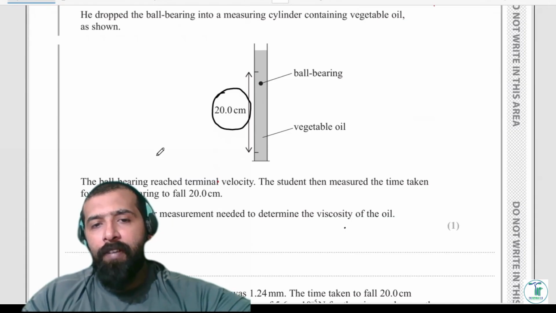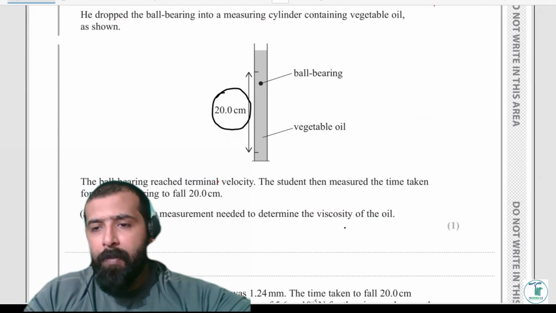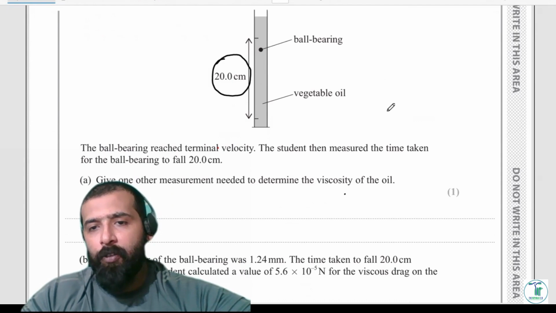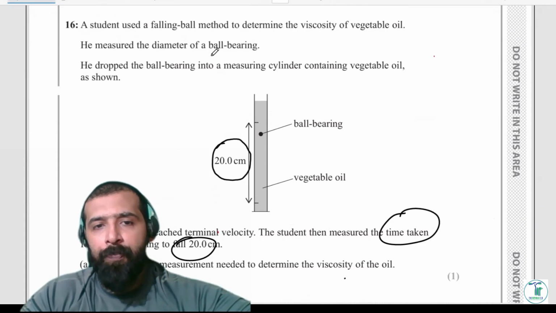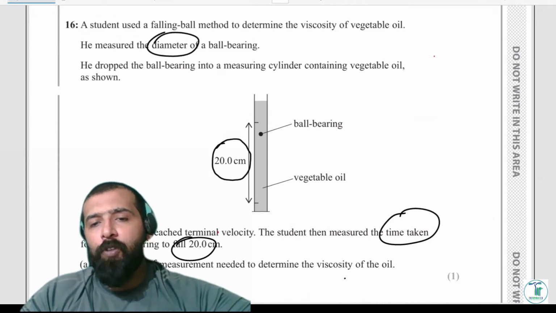The ball bearing reached the terminal velocity. The student then measured the time taken for the ball bearing. So you've got the time, you've got the distance, and you've got the diameter as well. Now you need to determine the viscosity, right?